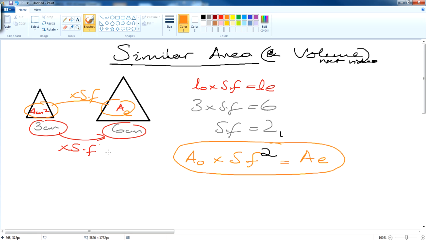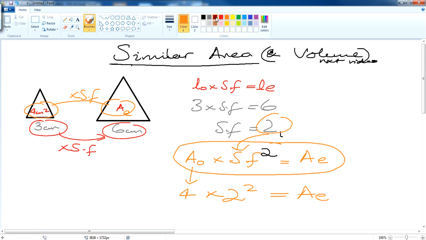So now the original area was what? What was the original area, Afira? The original area was 4, and then we multiply it by the scale factor. What was the scale factor? 2. So now we're going to do 2 squared. And that will give us the area of the enlarged one. So the enlarged area is not times by 2, it is actually times by 2 squared.